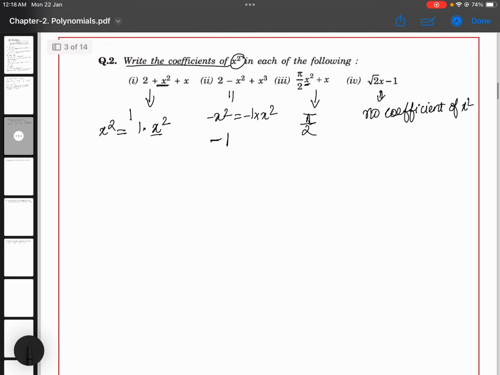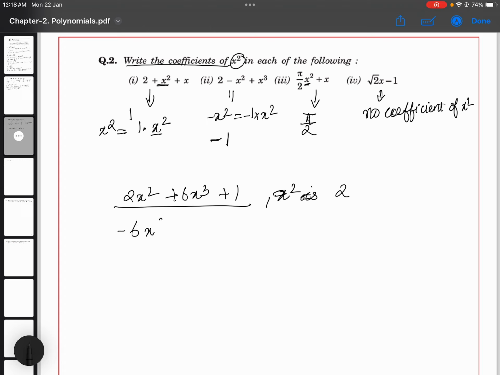So for this given example, if I ask you what the coefficient of x square is, it is going to be 2. Or for this example, if I ask you what is the coefficient of x square in this given expression, it is going to be minus root 2.